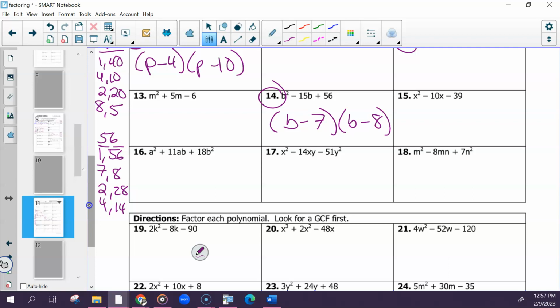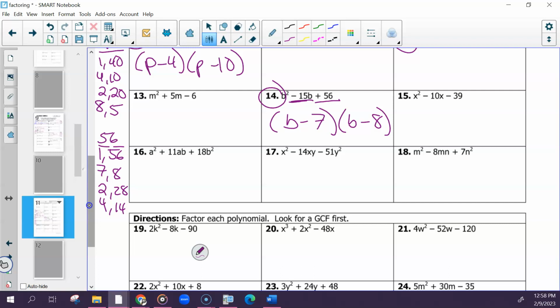Yes, Precious. Because if we multiply to get 56, it's positive. The only 2 ways to get a positive number is if they're both positive or both negative. So this is positive. Our factors both have to be positive or both have to be negative. But in order to get a negative 15, they would both have to be negative. Other questions in this section?